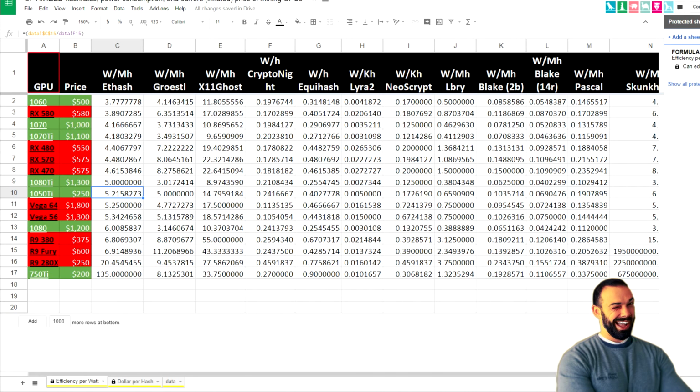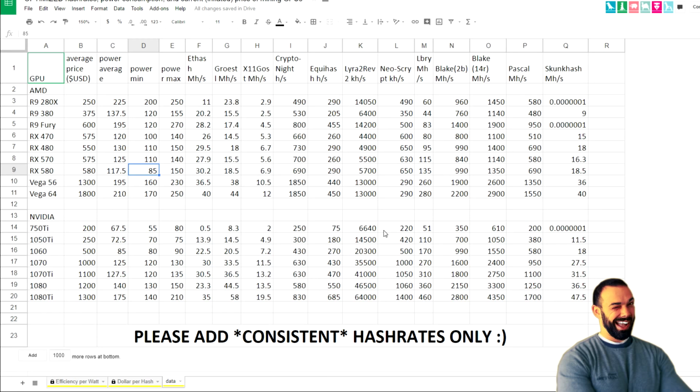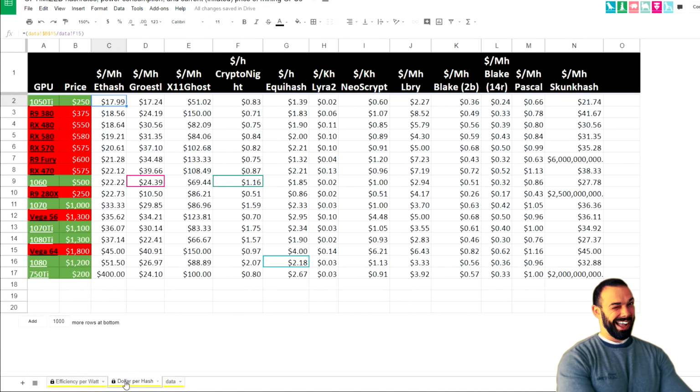Now, that said, a word on Skunk Hash. There are a few cards that actually don't mine Skunk Hash at all. So on whattomine.com, they're listed as 0. The reason I have 0.0000001, this really, really low number, listed there is because I can't just put 0. Otherwise, I would get a divide error on the formulas over here.